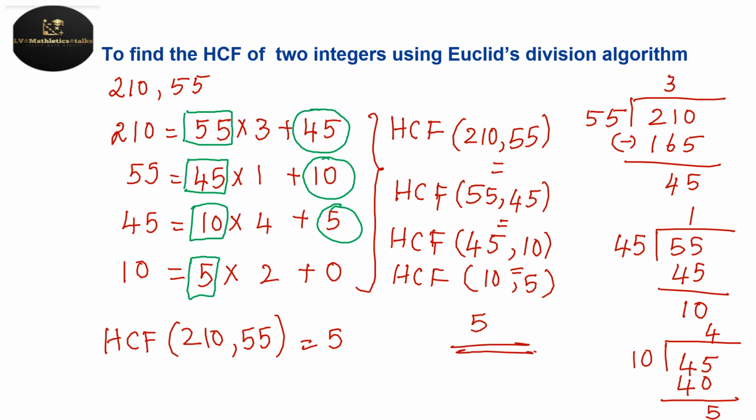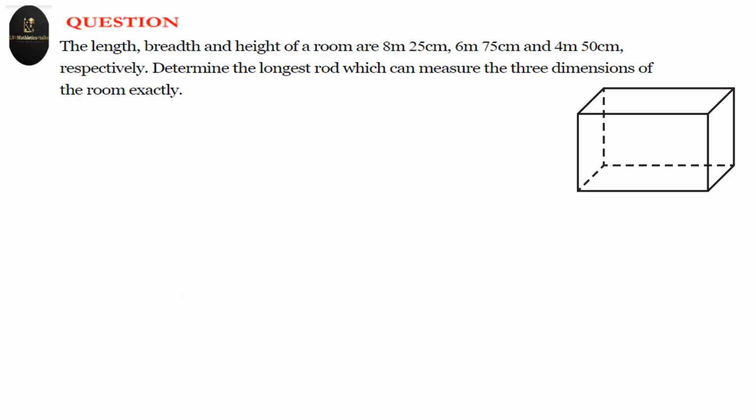This is Euclid's division algorithm, a way of finding the HCF of two integers. Here is an application question on Euclid's division algorithm. The question is: the length, breadth and height of a room are given respectively. Determine the longest rod which can measure the three dimensions of the room exactly.